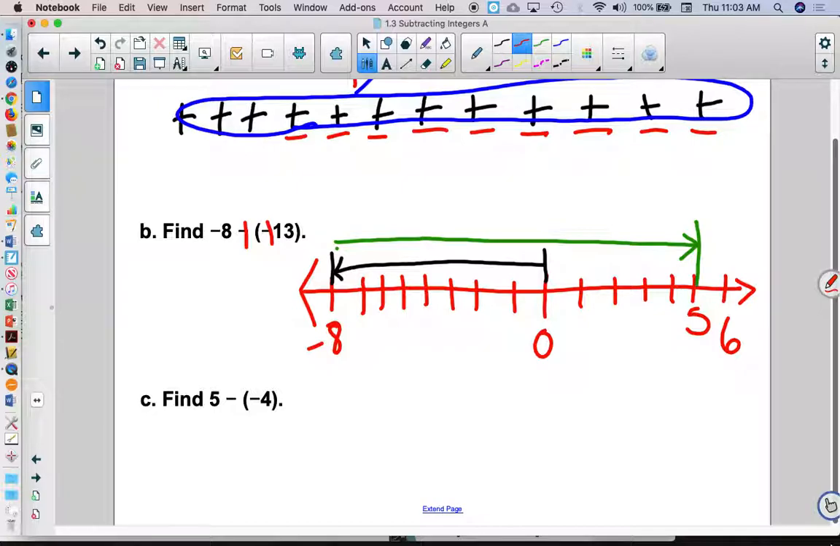Okay, so walk to 5, minus negative 4. Go. Five minus 4? 5. 1, 2, 3, 4. Where are you at?